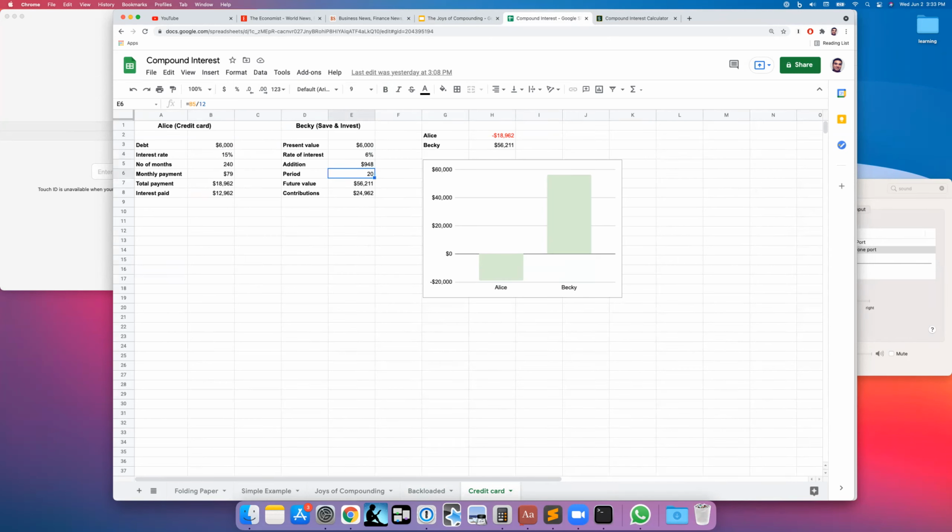Now they are going to do it for 20 years. Why 20? Remember, I just divided 240 months by 12 to get 20 years. The number of months is 240, you divide it by 12, every year has 12 months, and you get 20 years. Now, where did I get this $948 addition?